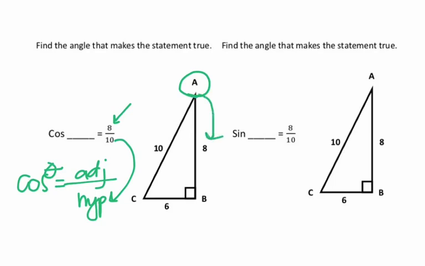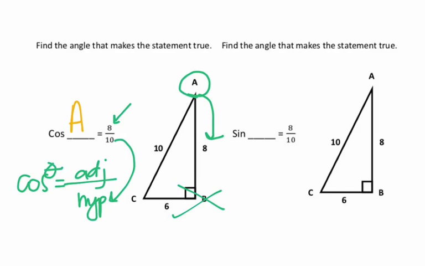A would be where 8 is adjacent. C, 6 is adjacent, so that's not it. And angle B is a right angle, so we're not going to look for that angle. And then I would have 2 adjacent legs. So the right angle is out. Angle A here is when my ratio is 8/10.